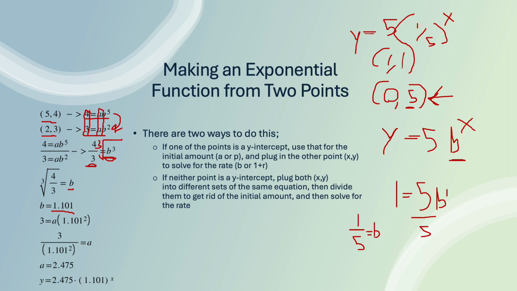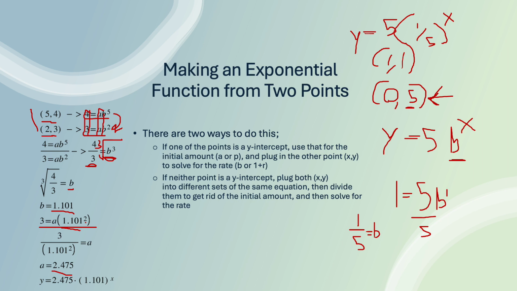And then we're going to plug that in with one other point. So let's plug it in with the lower point just because I don't like big numbers. So we're going to plug in the 3 for y, the 2 for x, and the 1.101 for b. And so we get 3 is equal to a times 1.101 squared, right? And now we just got to isolate the a and solve for a. We're just going to divide by 1.101 squared, and that's going to equal a. And I found that to be about 2.475, and so our final equation is going to be y equals 2.475 times 1.101 to the x power.